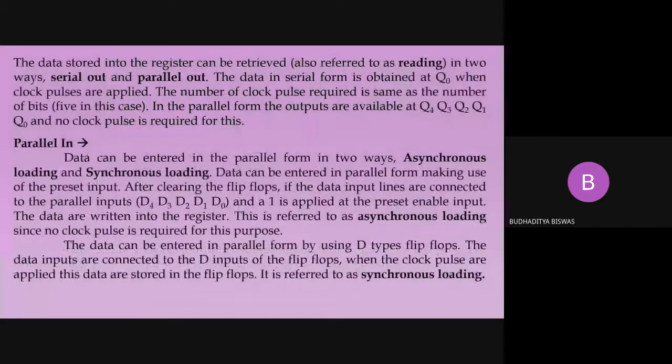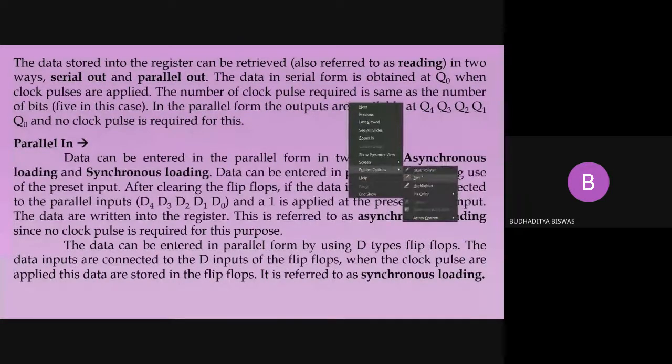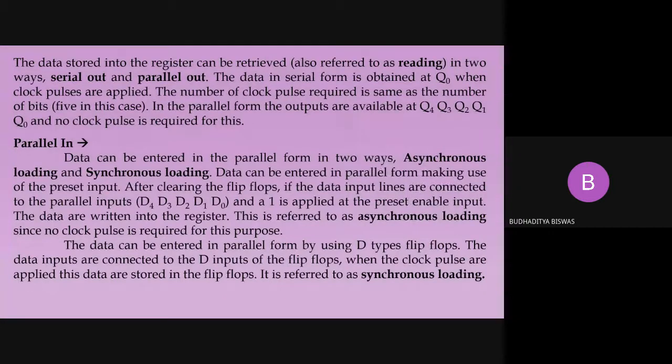Now come to this one, a few definitions are there. The data stored inside the register can be retrieved, also referred to as reading. So the process of retrieving the data from the register is called reading. It can be done in two ways: serial out and parallel out. Serial out means the data come out one by one, and parallel out means all the data come out from the register simultaneously. According to the application and specification, some registers provide serial output and some provide both serial and parallel output.